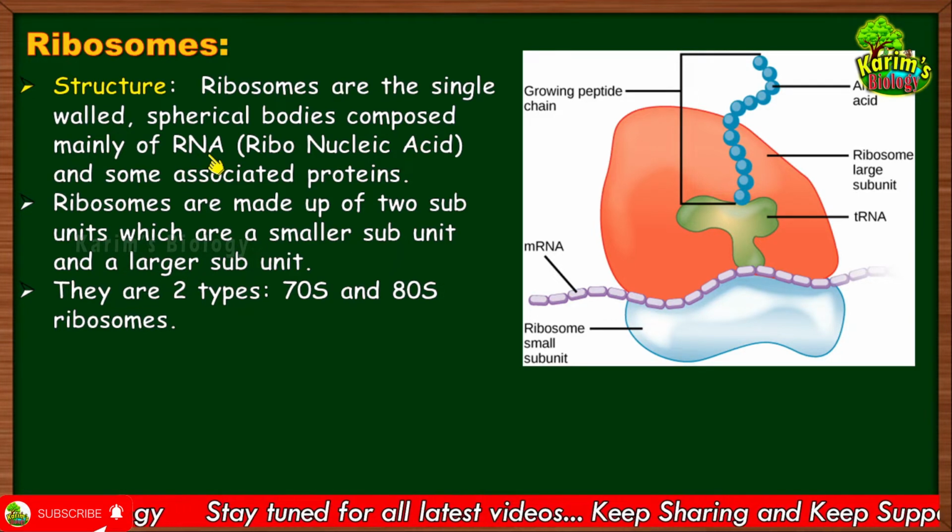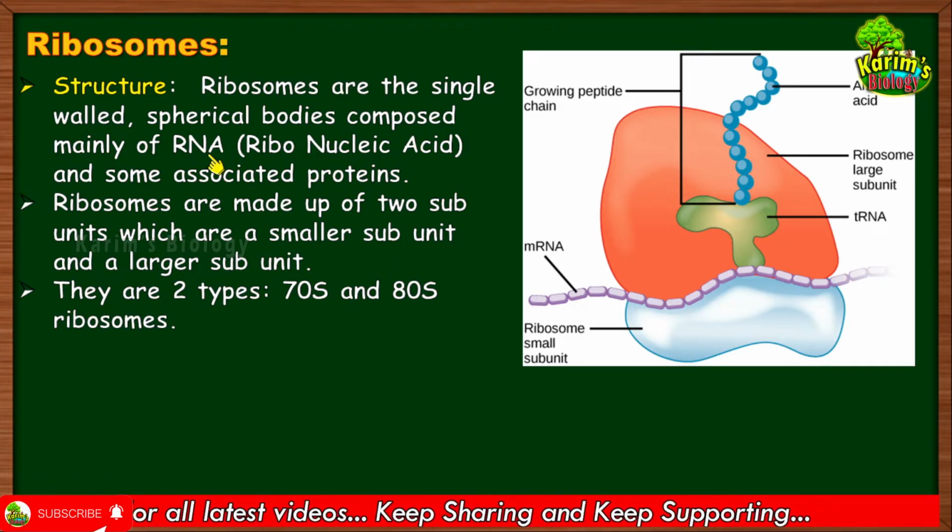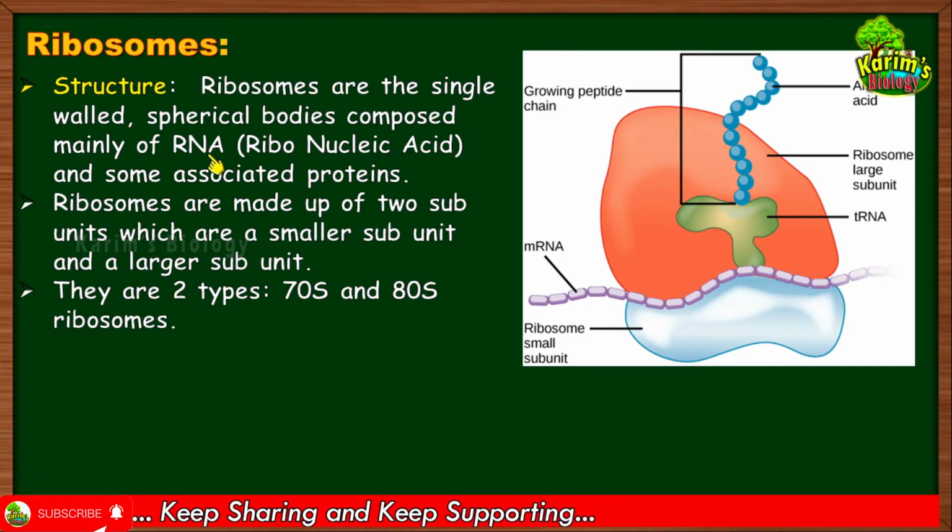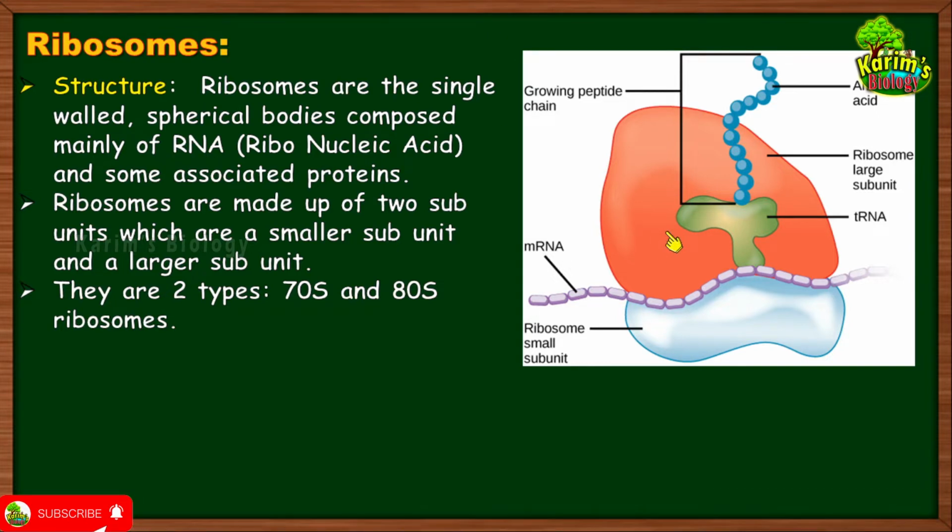RNA is a type of nucleic acid like DNA. DNA stands for deoxyribonucleic acid. RNA stands for ribonucleic acid. So it is made up of mainly RNA called ribosomal RNA and some associated proteins. Together they form a spherical body called ribosome.